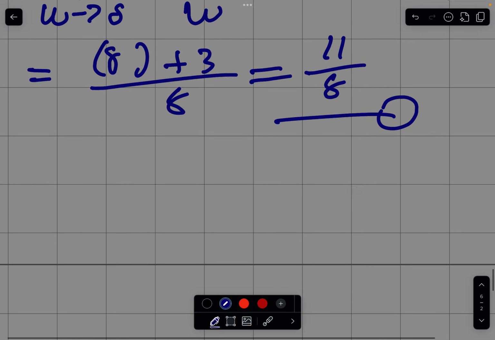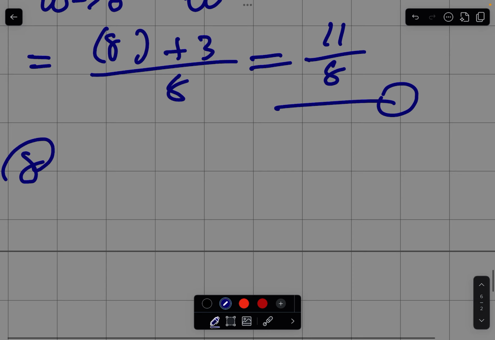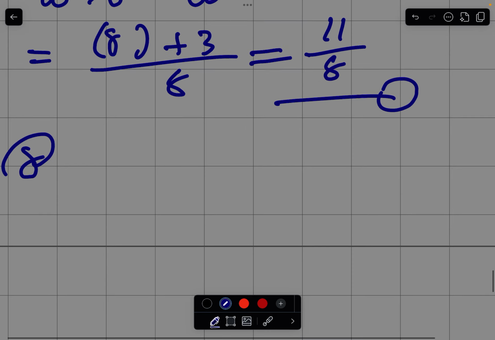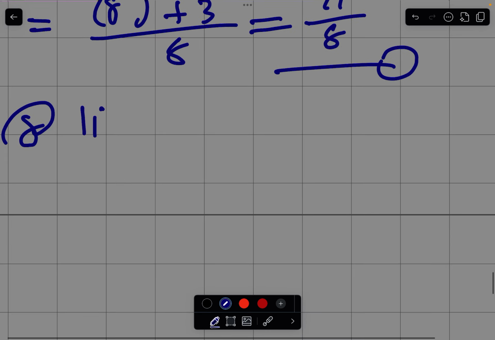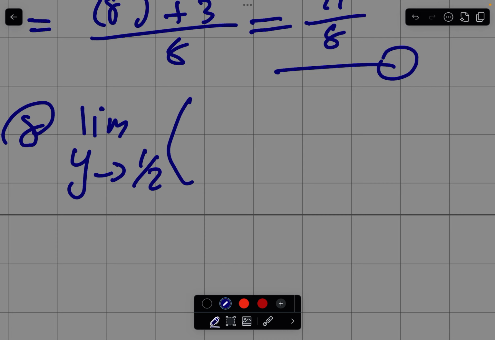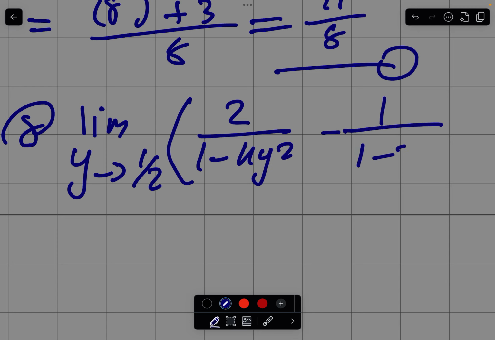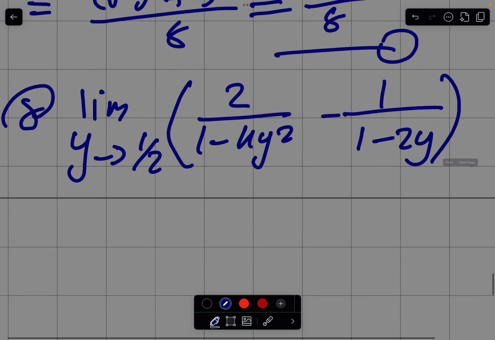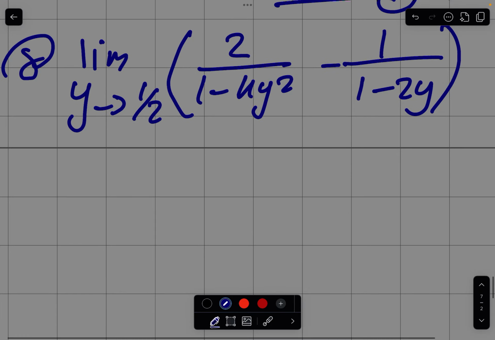Therefore, I think we are on number 8 now. Our number 8 says the limit as y approaches 1 over 2 of 2 all divided by 1 minus 4y squared, minus 1 over 1 minus 2y. Understand? Let me fix something.